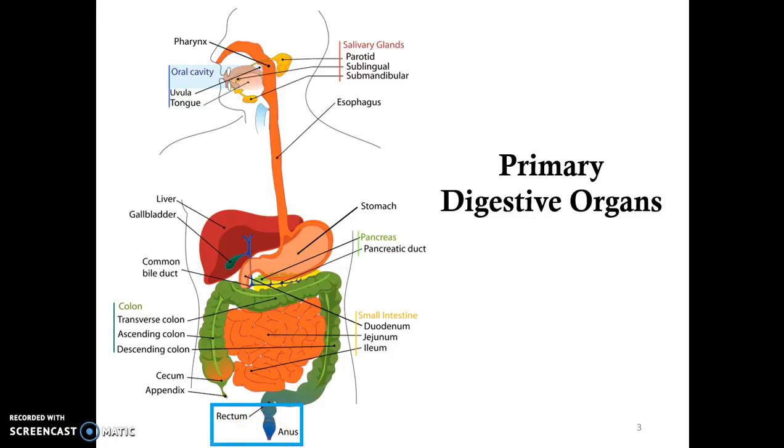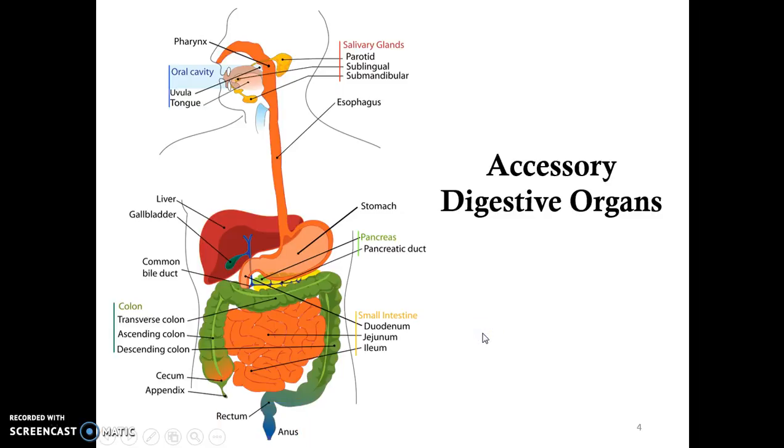Did you catch what all of these primary digestive organs have in common? They're all muscles. Smooth muscles, to be exact, not to be confused with skeletal muscle and the cardiac muscle that makes up our heart.